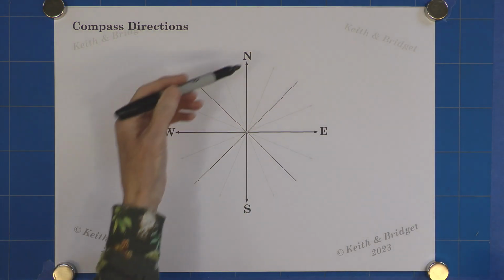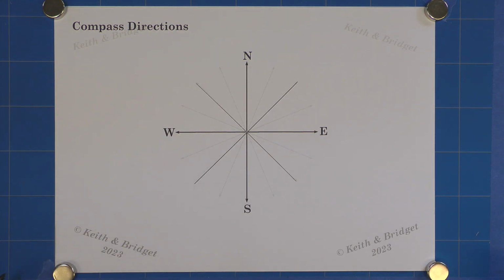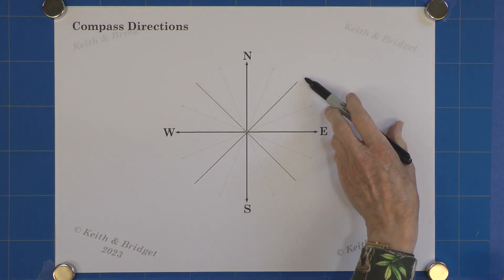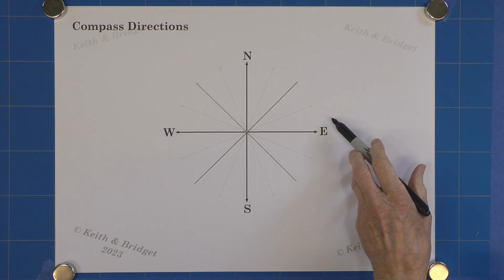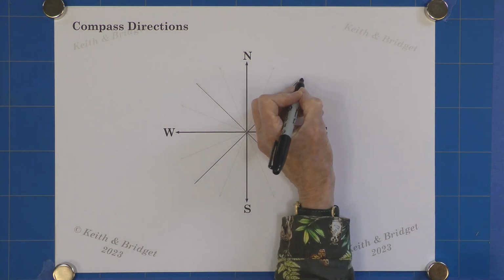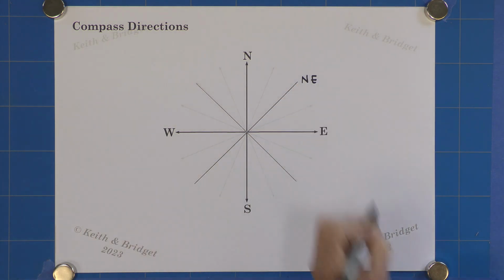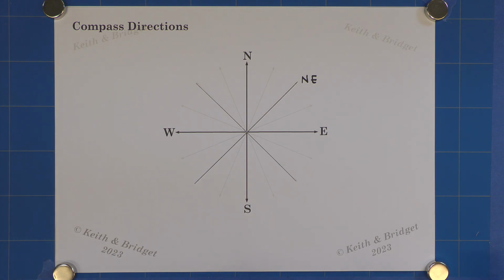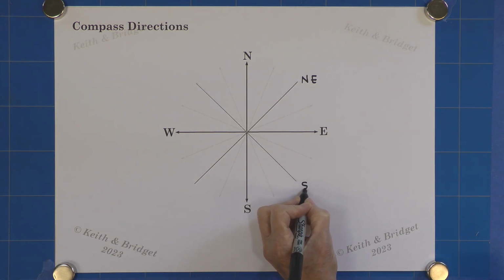So here, north and south are our principal directions, so that takes precedence over the other. This point here, which is between north and east, north takes precedence, so that is northeast. Here, south will take precedence, so this one will be southeast.